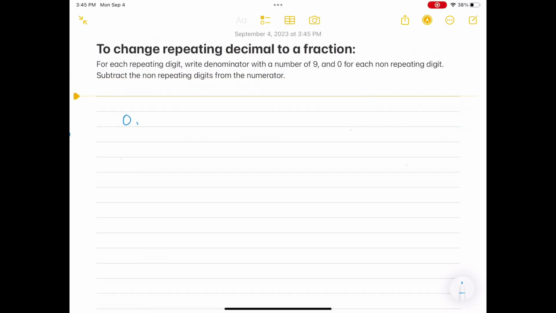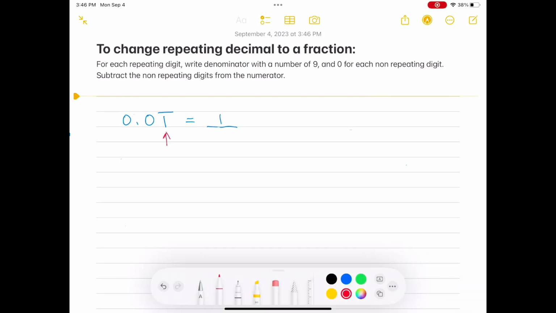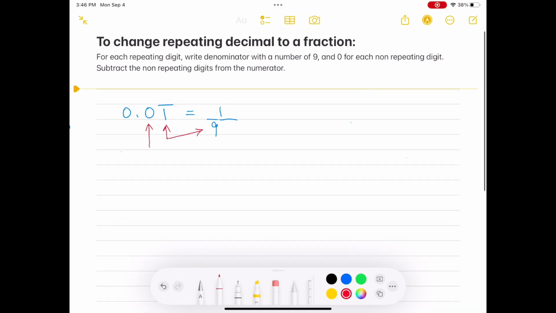For the decimal 0.01, in which 1 is the repeating digit, we write 1 over 9 for the repeating digit and 0 behind the 9 for the non-repeating digit. So 0.01 with a repeating 1 is 1 over 90.